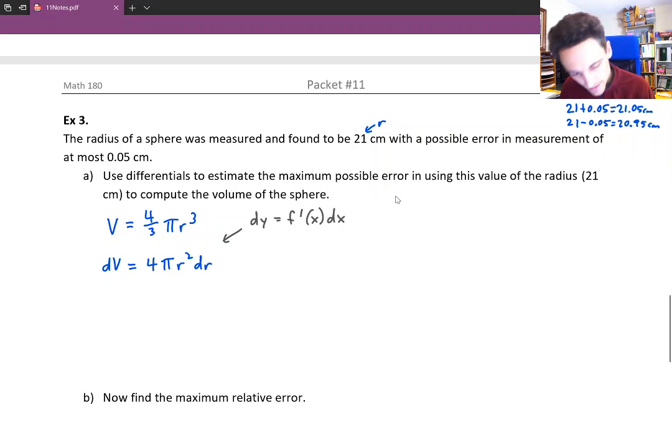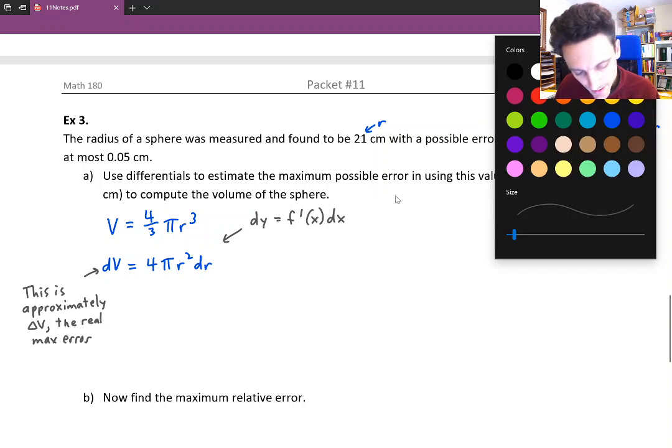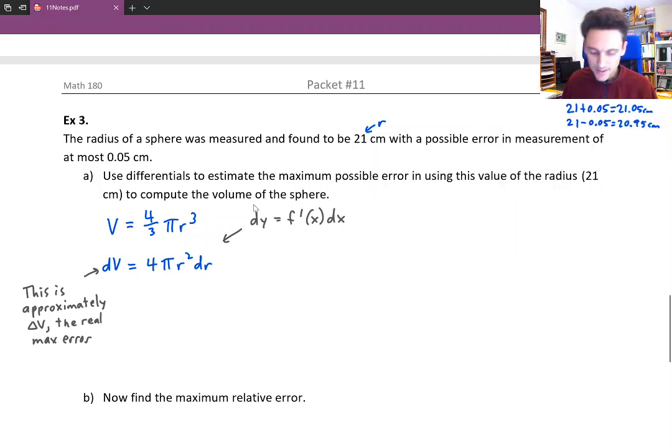Okay, so this dV that we just got is approximately the same thing as delta V, which is the real maximum error that we're going to get. This is approximately delta V, the real max error. Again, we're just using approximations. It says use differentials to estimate, so approximate.